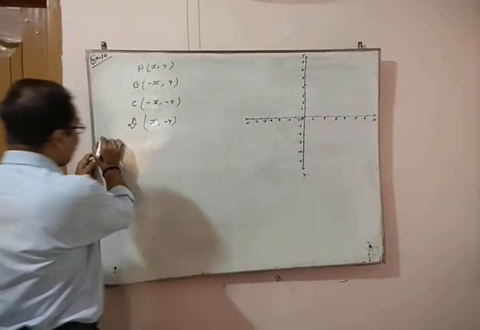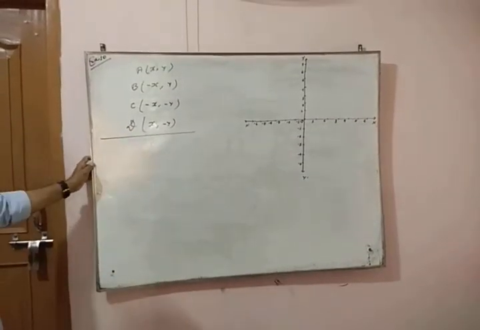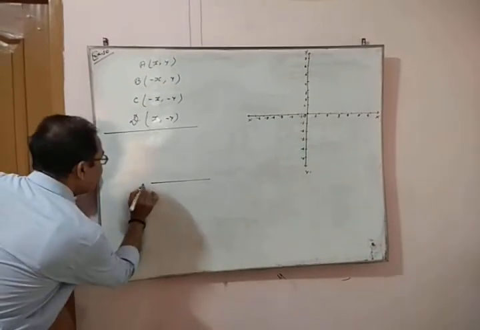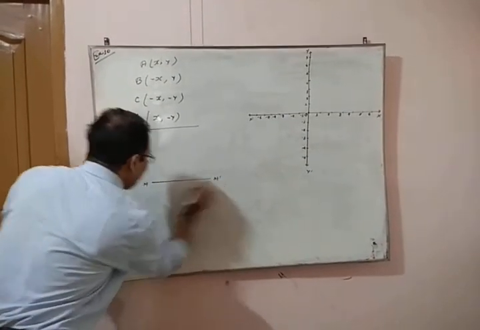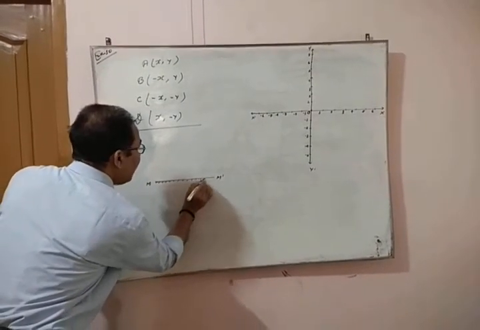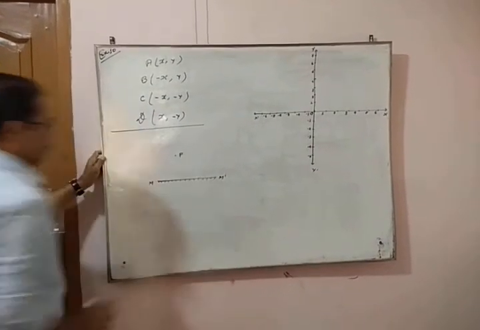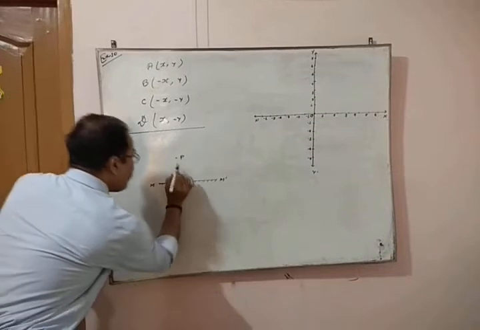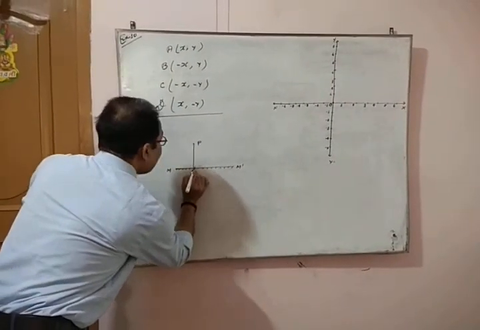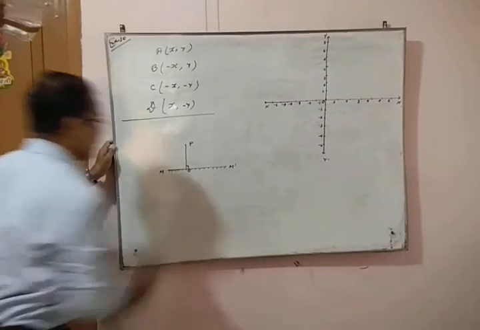In this chapter, you have to study about reflection. Before starting the reflection, you see the diagram: this is a plane mirror, M', and suppose this is an object P. The distance of the object P from the mirror is this OP. This is the distance of the object.